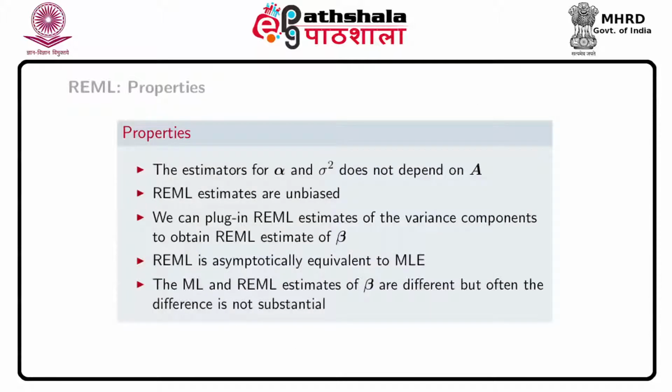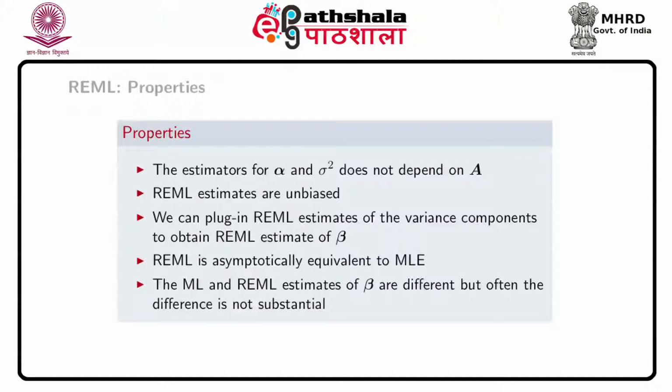So to summarize the properties of REML, what do we get? The REML estimator of variance components does not depend on A. REML estimates of variance components are unbiased. Once we get the estimate of variance components, we can get the estimates of the parameters, and one way of doing that is to plug in the REML estimates of the variance components. The moment we plug in the REML estimates of the variance components to get the parameter estimates of beta, we call it the REML estimate of beta.